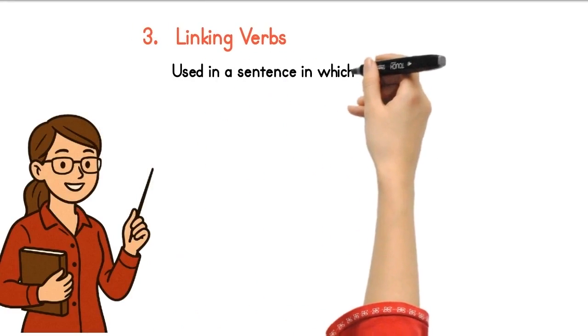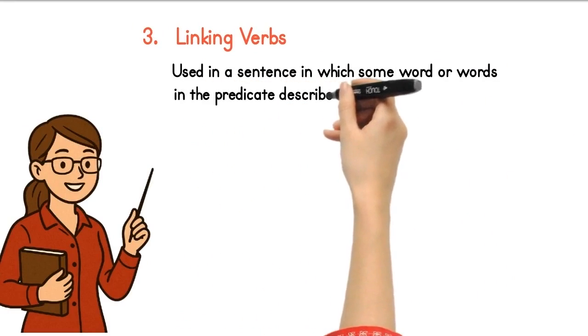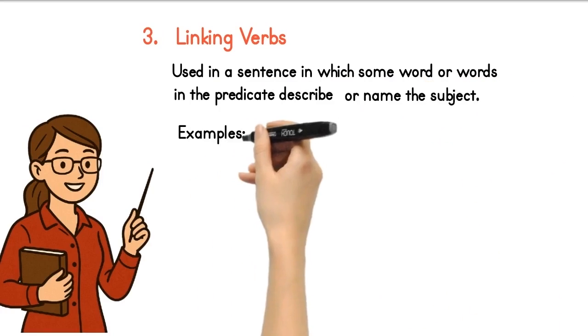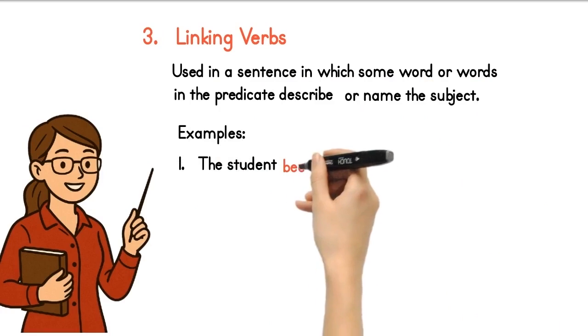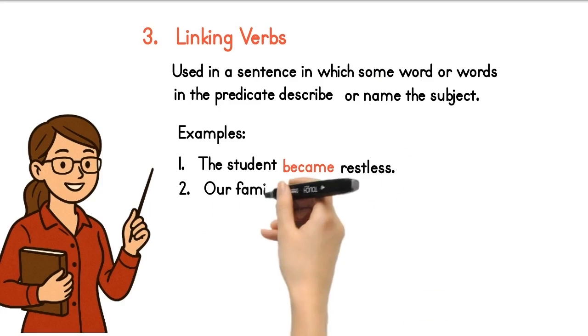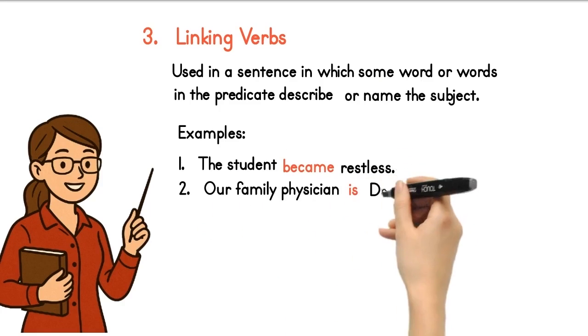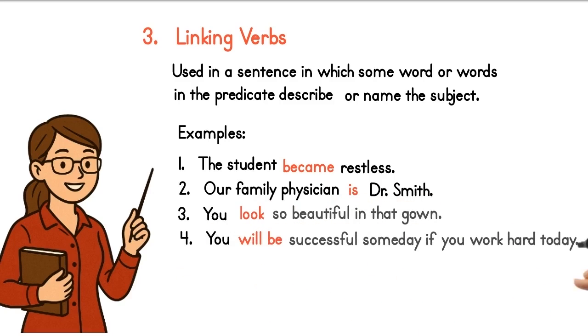A linking verb is used in a sentence in which some word or words in the predicate describe or name the subject. Examples: The student became restless. The verb became links the word restless to describe student. Our family physician is Dr. Smith. The verb is links Dr. Smith to physician. You look so beautiful in that gown. You will be successful someday if you work hard today.